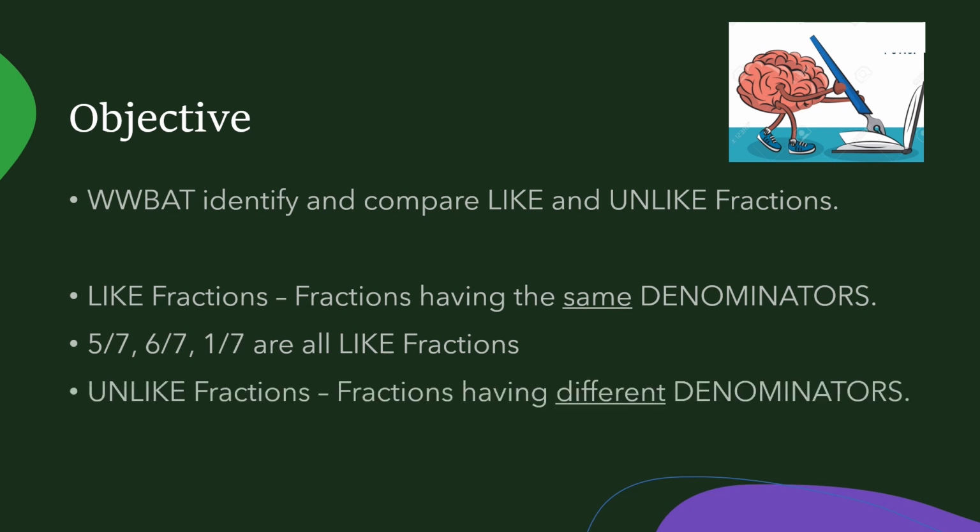Unlike fractions, fractions that have different denominators, are called unlike fractions. 1 by 6, 5 by 7, 3 by 4 are all unlike fractions. The denominators are all different. They are 6, 7 and 4.